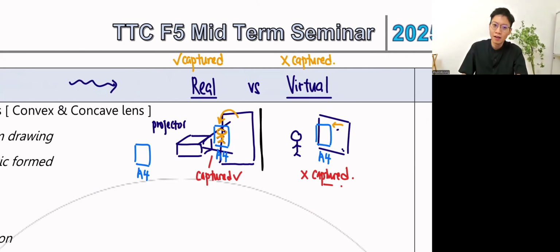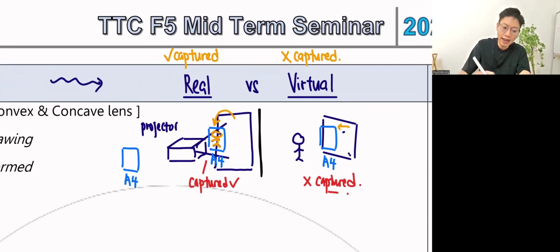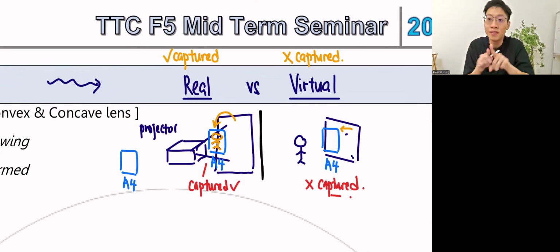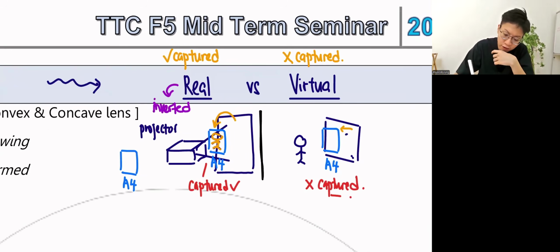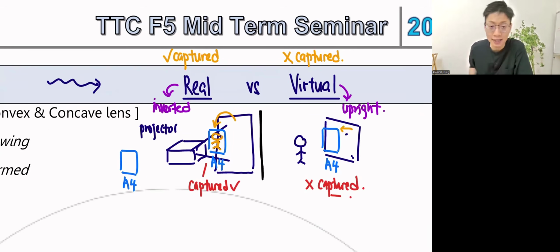Okay, so after we talk about real and virtual, right? Actually, real and virtual each has a friend. Real is always grouped with this term called inverted. Virtual is always grouped with this word called upright. Okay, what do you mean by that?